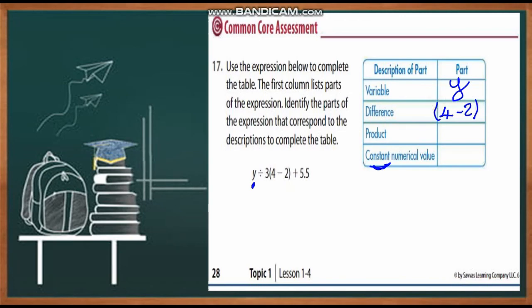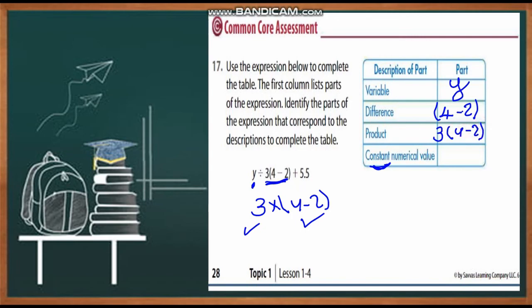What about the product? The product is the solution of a multiplication operation. Where is the multiplication operation here? Look, we have y divided by 3, and here 3 is directly beside this parenthesis. So 3 here is actually multiplied by 4 minus 2. So the product here has two factors: the first factor is 3 and the second factor is the quantity of 4 minus 2. So the product is 3 multiplied by the quantity of 4 minus 2.